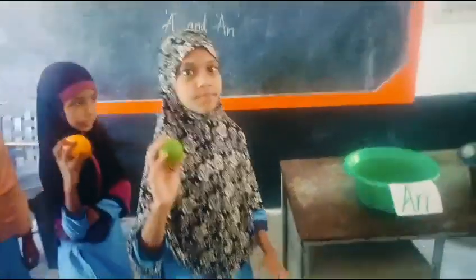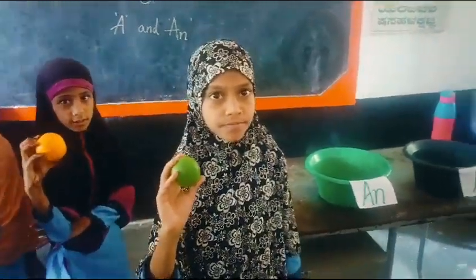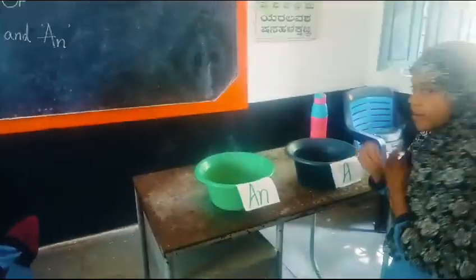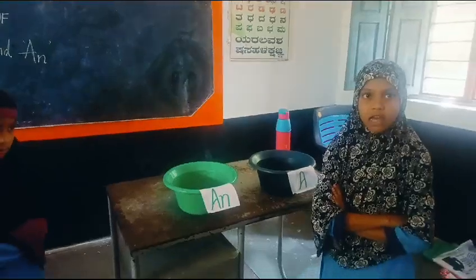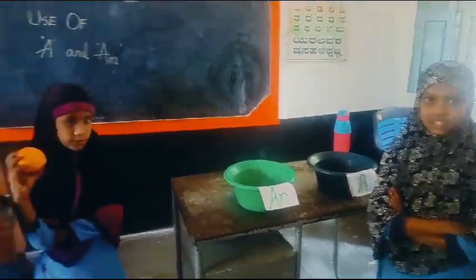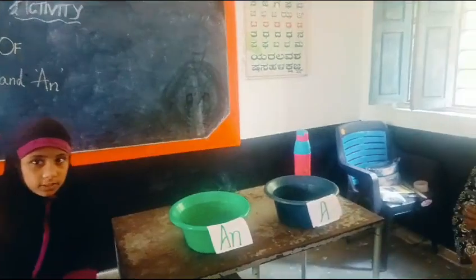Good. What is this? Guava. A guava. Why are you putting it in a box? Because G is not a vowel. Yes, G is not a vowel, so we are using a guava.